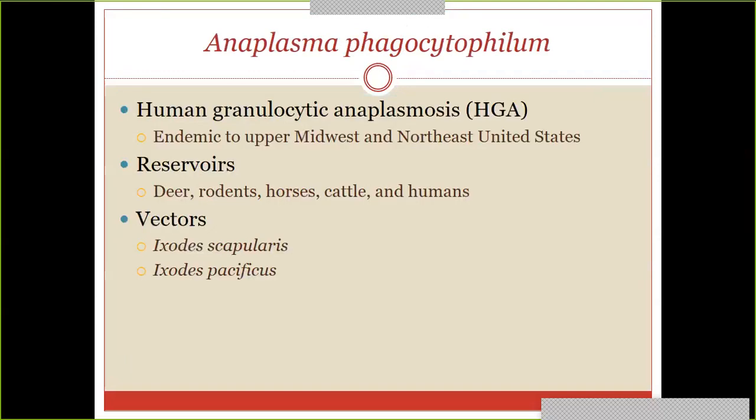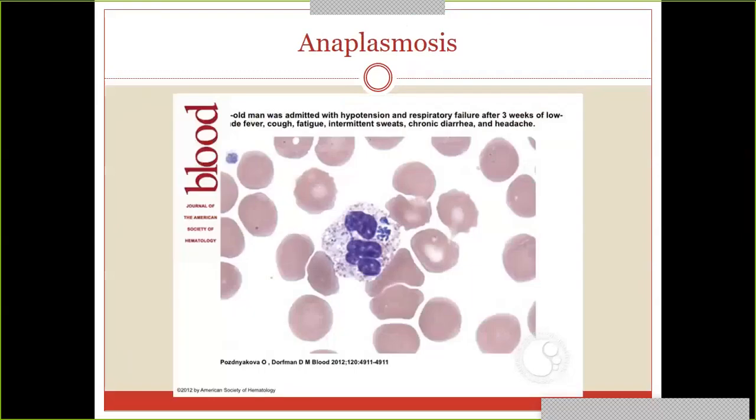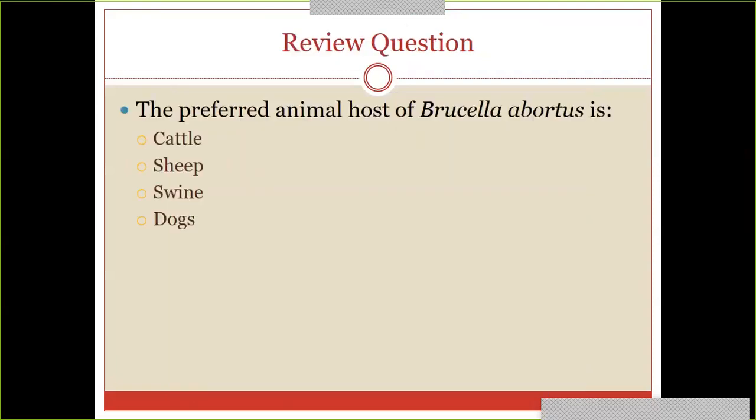And again, Anaplasma passed by ticks looks just like it. You can see, you can't tell them apart. You would have to do an antibody titer or something like that to know if it's Ehrlichia or Anaplasma, because the inclusions aren't identifiable apart.